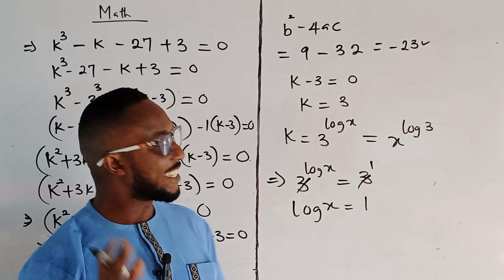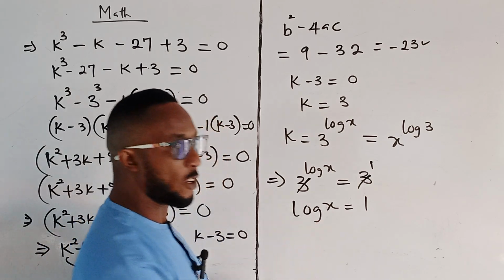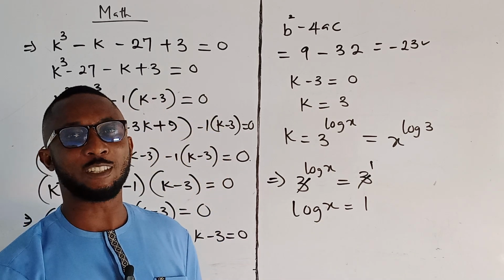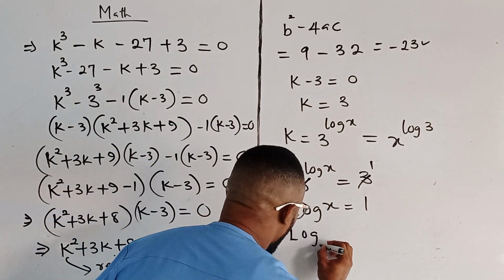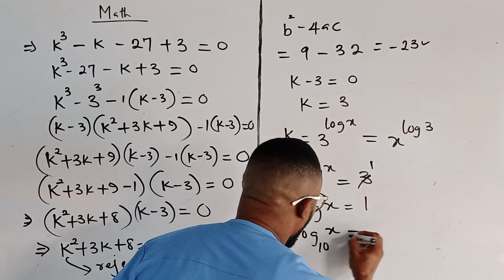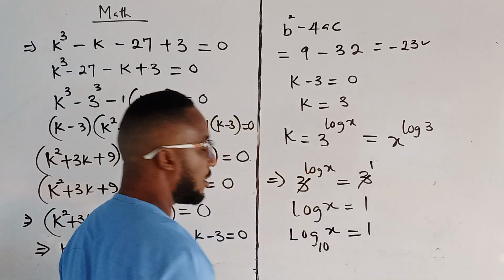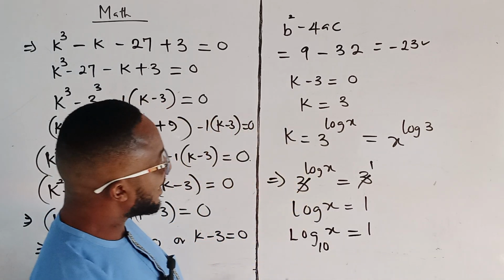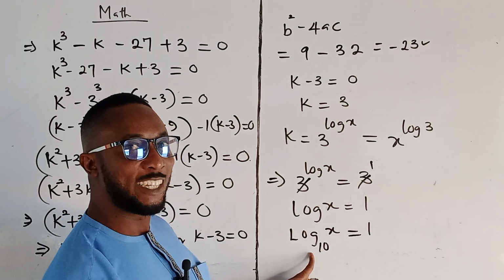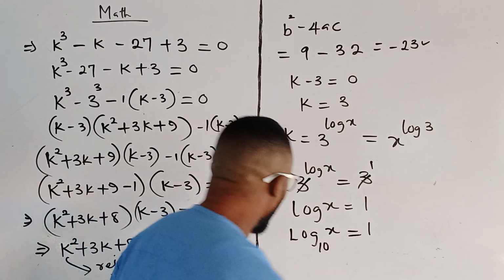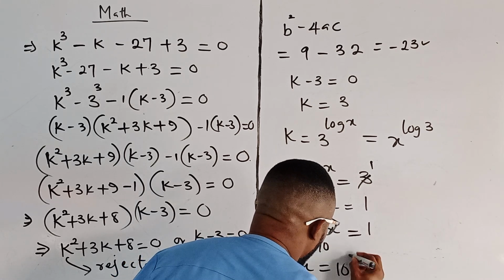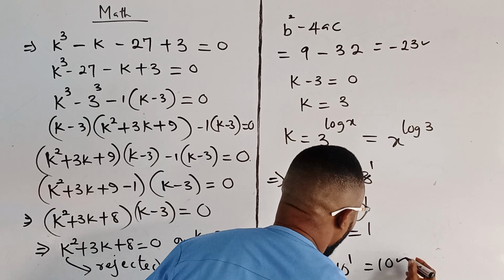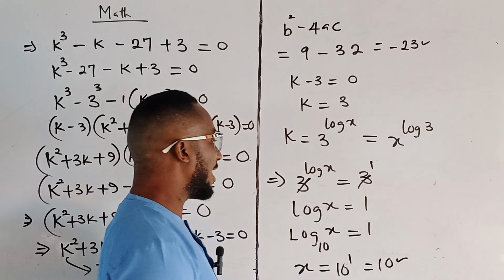Mind you, I said that if the base of a logarithm is not written, that log is in base 10. Then I can write log to the base 10 of the argument x equal to 1. If I then transform this logarithmic equation into an exponential equation, I'll have x equal to 10 to the power of 1, which is equal to 10. So this is the value for x.